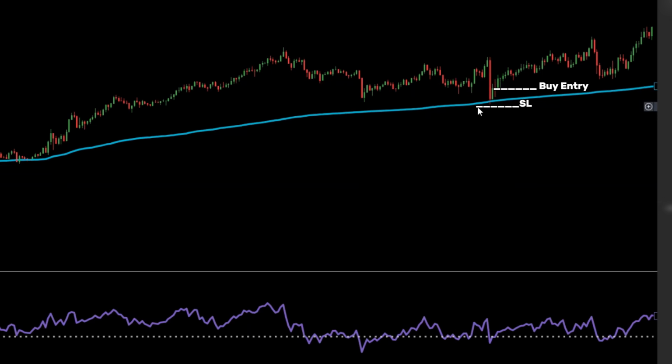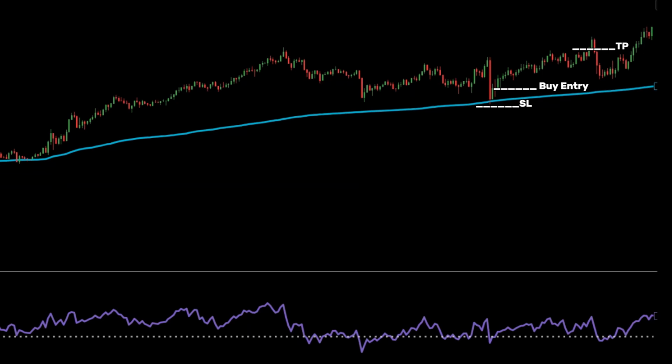Place the stop loss just below the recent swing low and set the take profit at twice the distance of the stop loss. As you can see, after entry, price moved upward and hit our take profit perfectly.